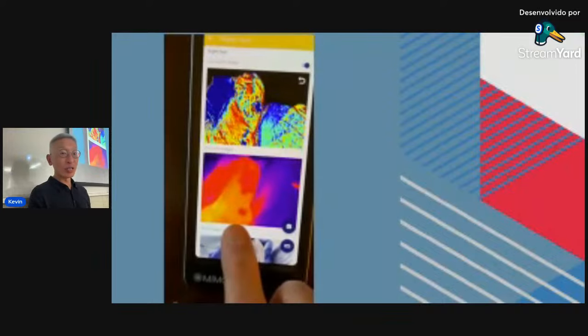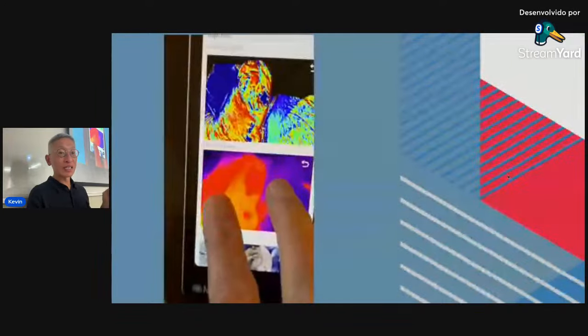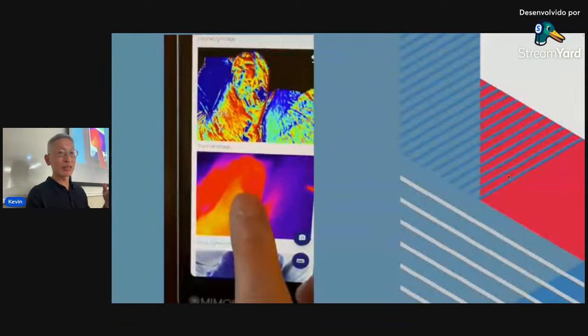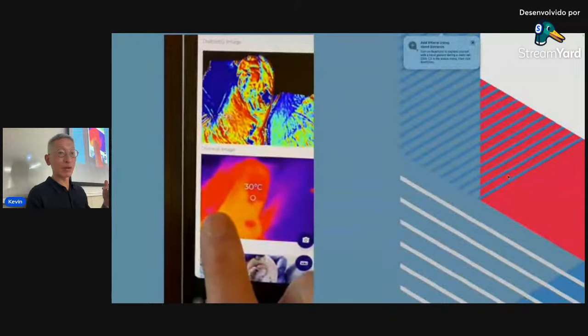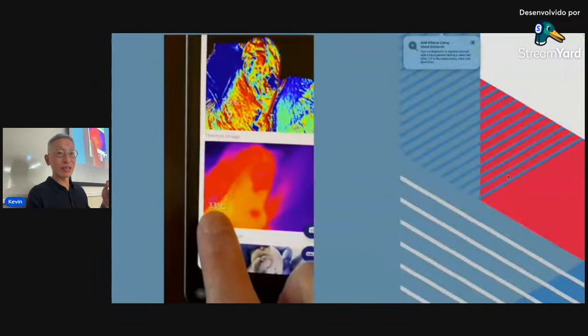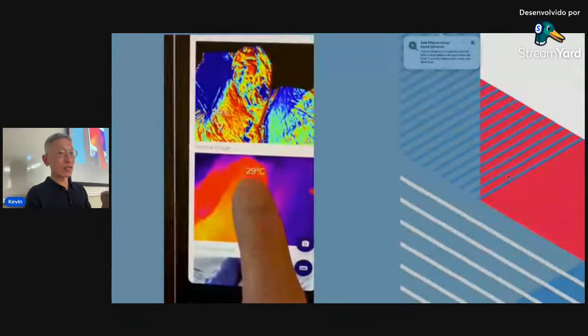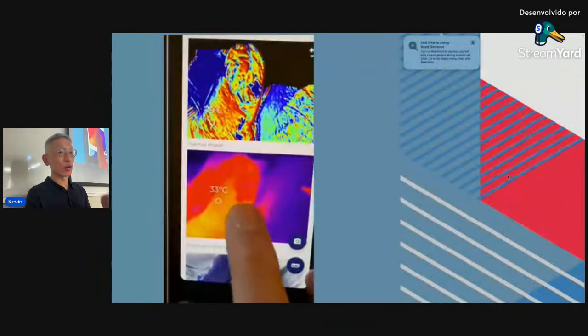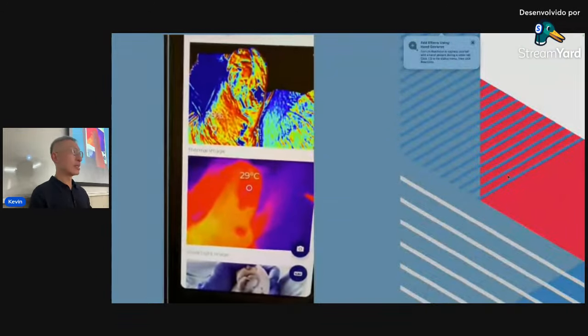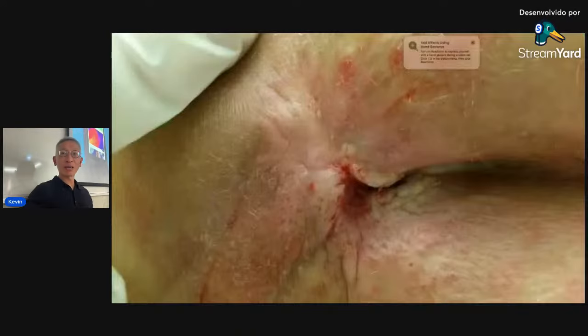You can also check the temperature by tapping on the screen, because all the data has been calibrated inside the computer. You can actually see the temperature 30 degrees there, 33 degrees there, 33. So the more distal area is cooler, indicating perhaps there's a lack of oxygen, lack of blood flow to the area.